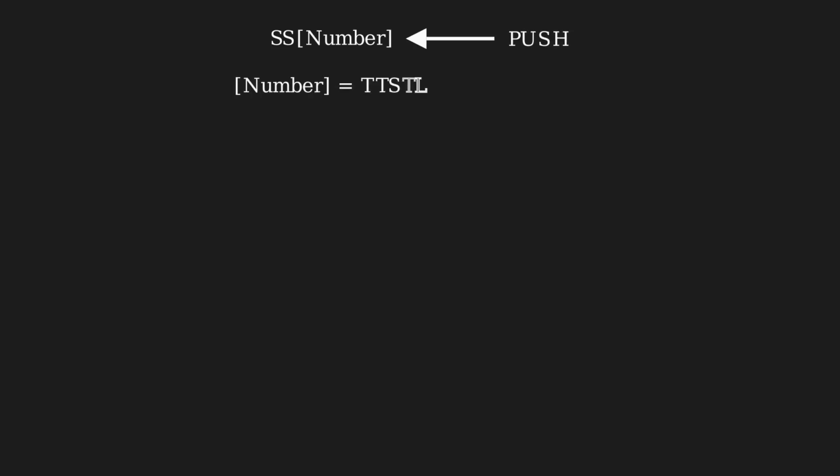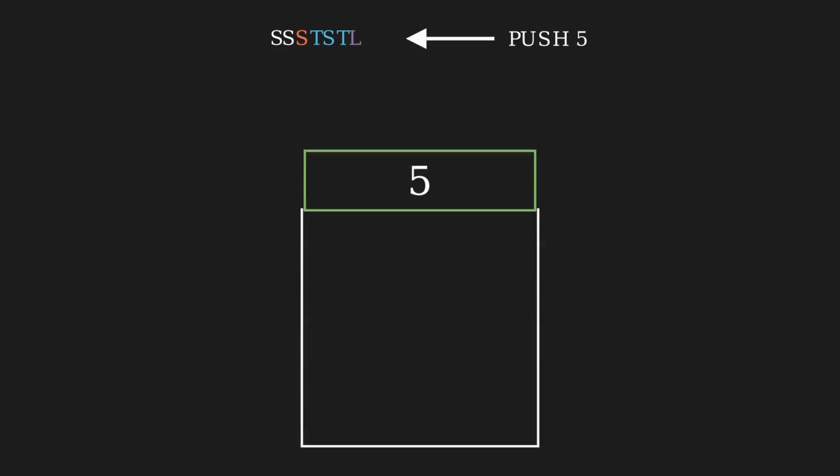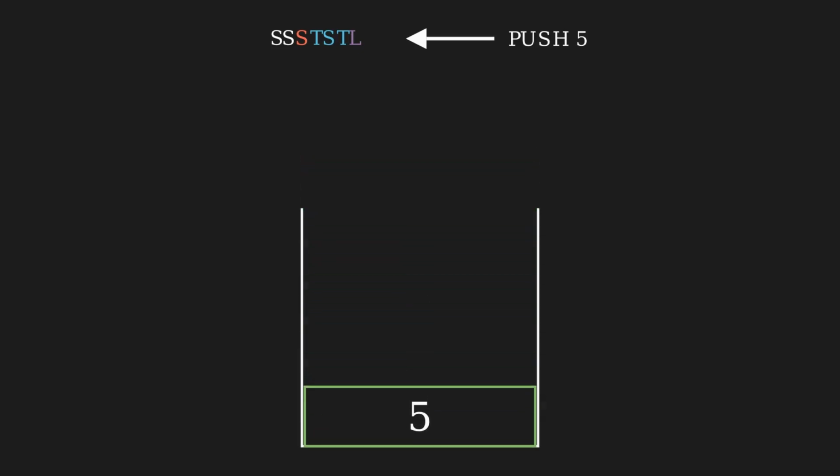We can define numbers in the following way. They start with a sign, tab for negative and space for positive, followed by a sequence of spaces and tabs representing the number in binary, and ending with a line feed. So space tab space line feed is the number 5, and the command space space tab space tab line feed pushes 5 onto the top of the stack.